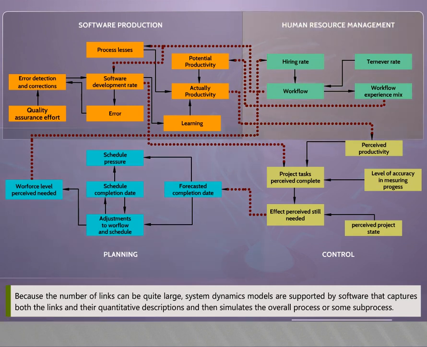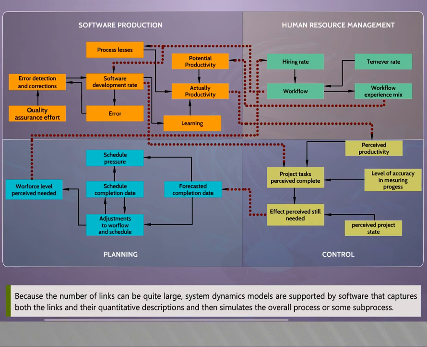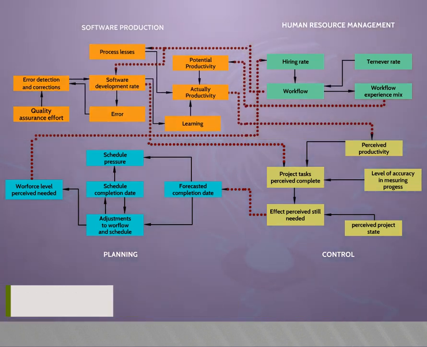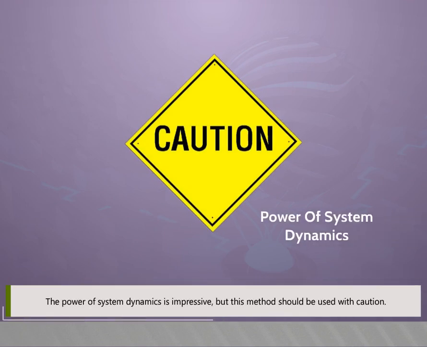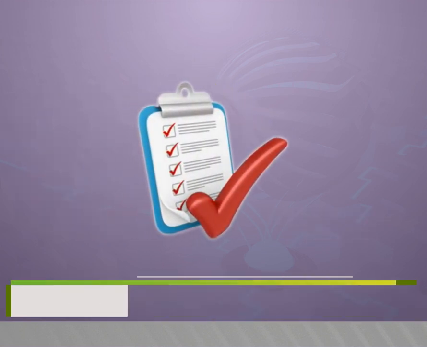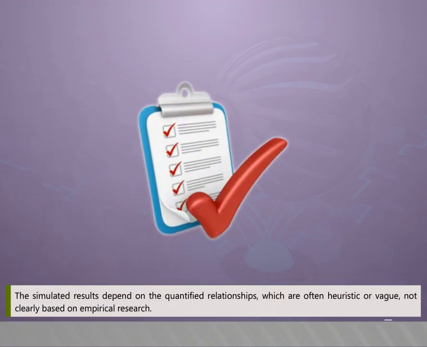Because the number of links can be quite large, system dynamics models are supported by software that captures both the links and their quantitative descriptions and then simulates the overall process or some sub-process. The power of system dynamics is impressive, but this method should be used with caution. The simulated results depend on the quantified relationships, which are often heuristic or vague, not clearly based on empirical research.